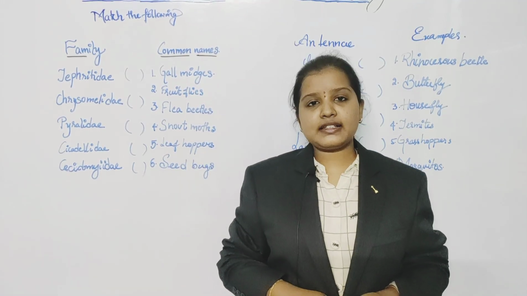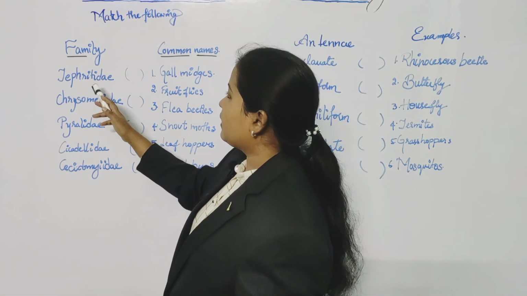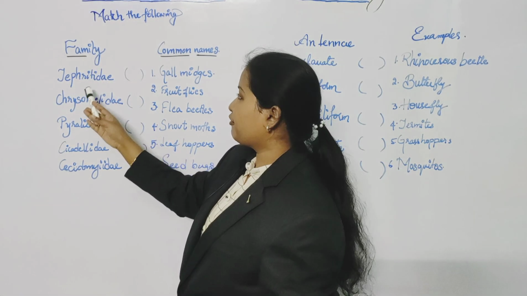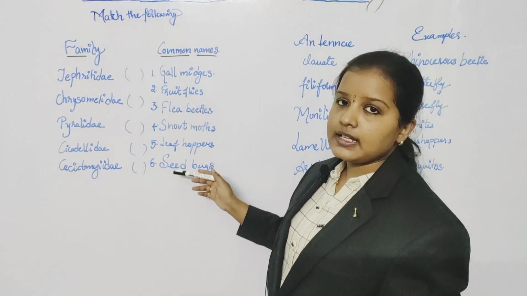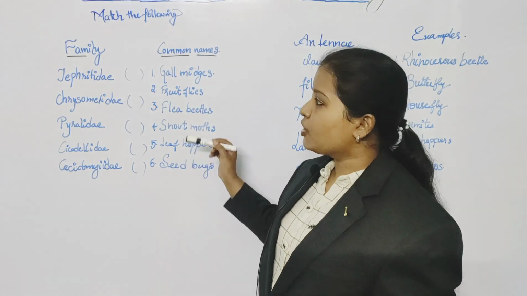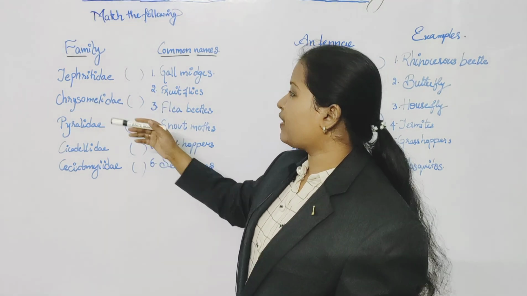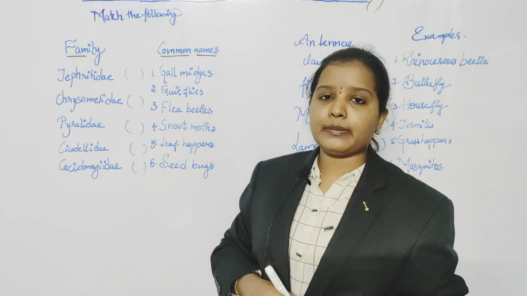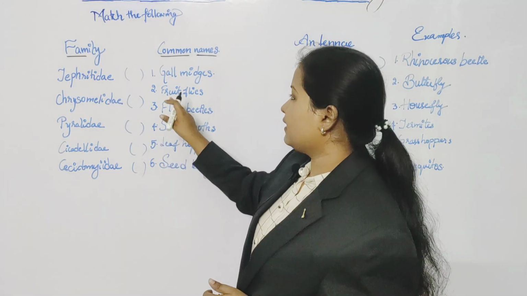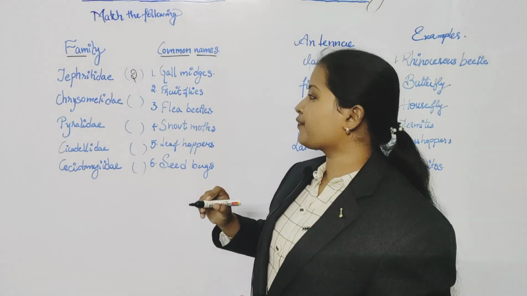Okay, now we will discuss match the following. First we will see what the question is. Here they are given different families of insects, and here they are given examples, the common names of the insects. We need to match which insect belongs to which family. First family is Tephritidae. Tephritidae family includes fruit flies. Here we can write the second option.